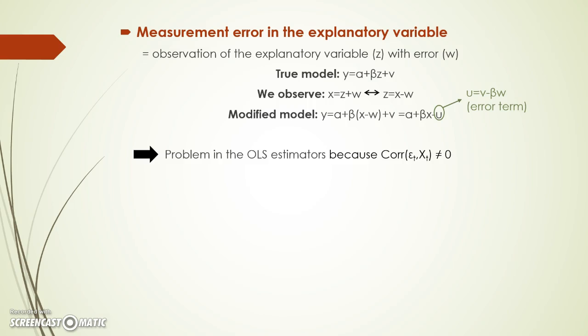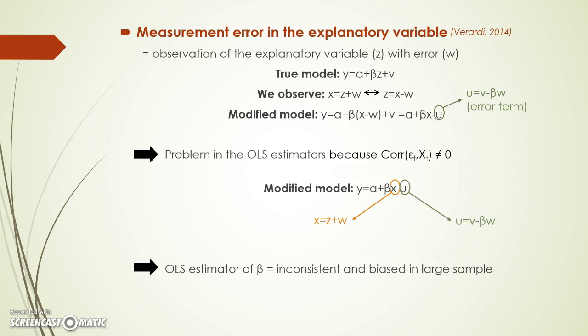Using the OLS method to estimate this model will provide bad estimators because the error term is not independently distributed of x. Indeed, x depends on w, but u is also impacted by w. So, the estimator of beta will be inconsistent and in larger samples b is biased.